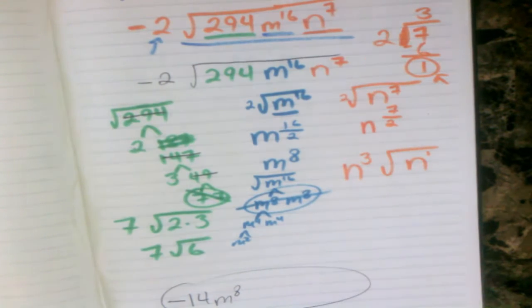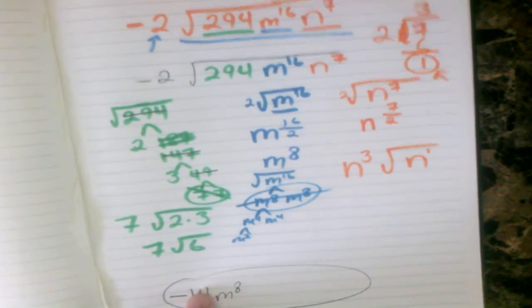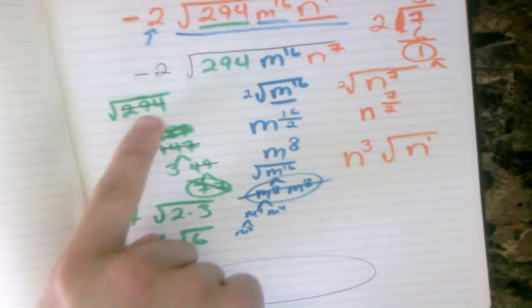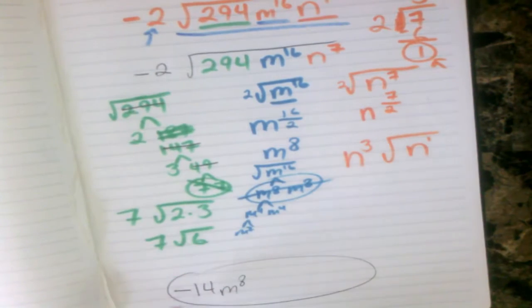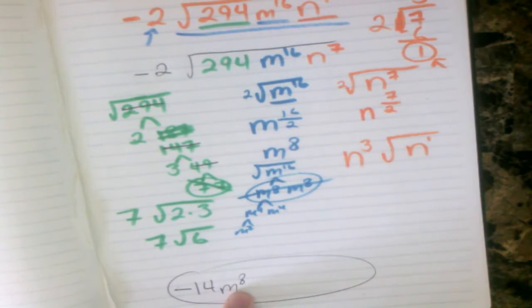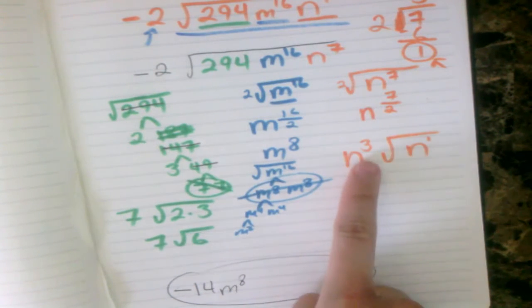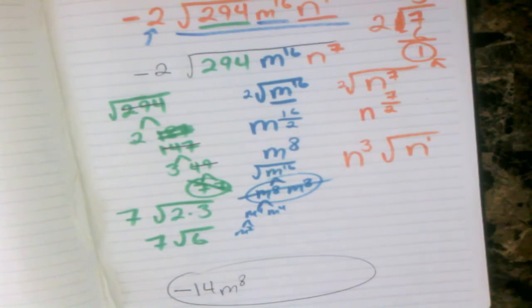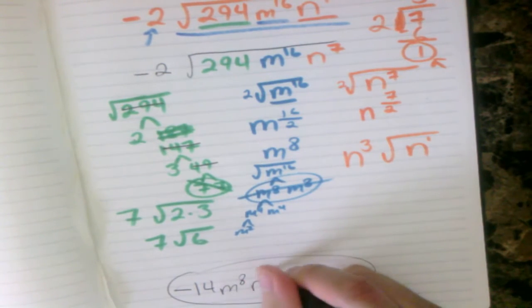Okay? So let's take all the things that were outside and put them outside. So we had our 7 and our negative 2. 7 times negative 2 is negative 14. We had our m. M to the 8th was outside of the radical. M to the 8th. We had our n to the 3rd. It's outside of the radical. So let's go ahead and write n to the 3rd.